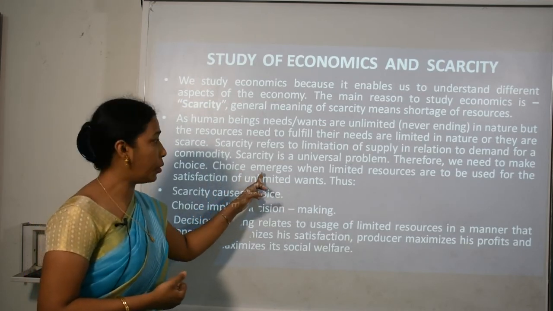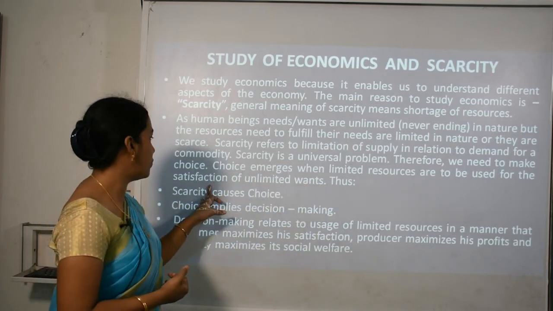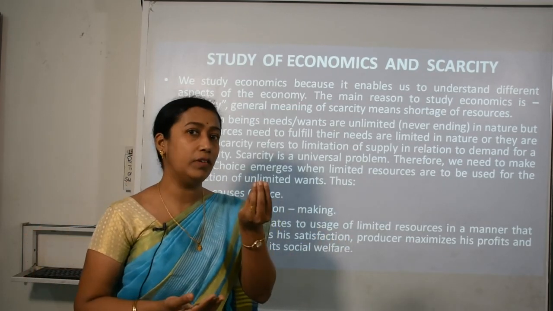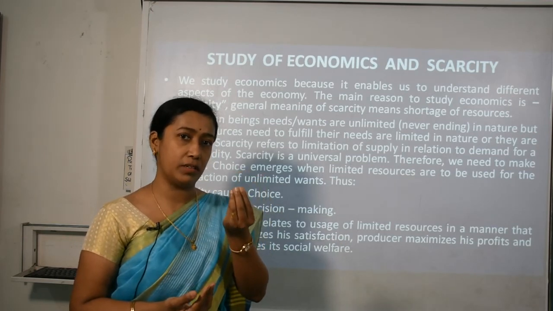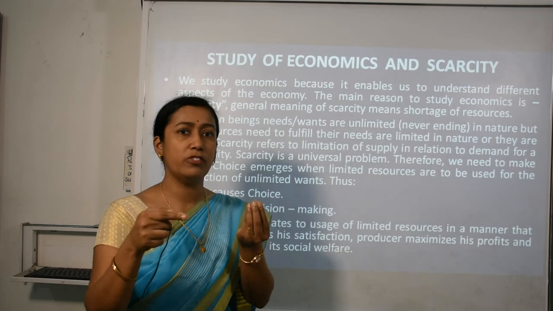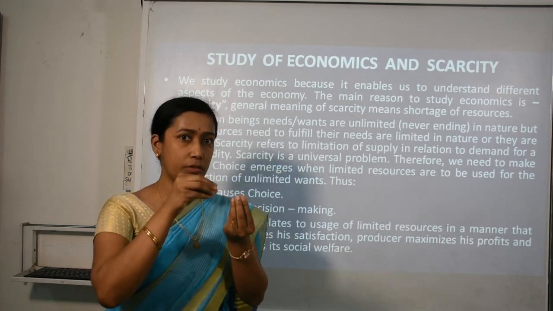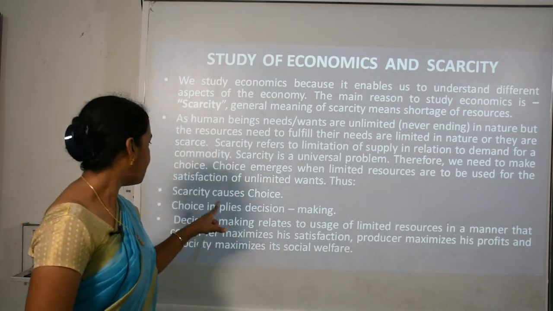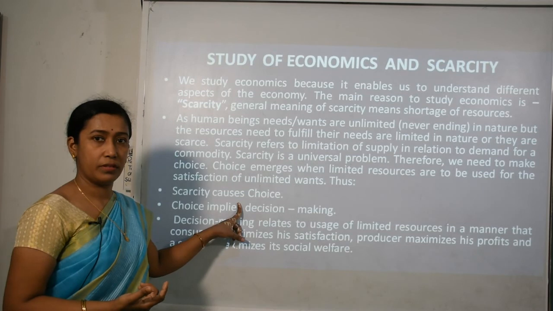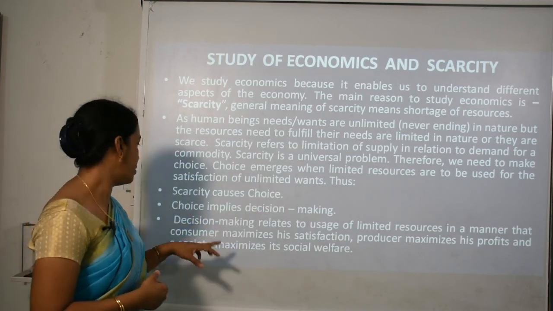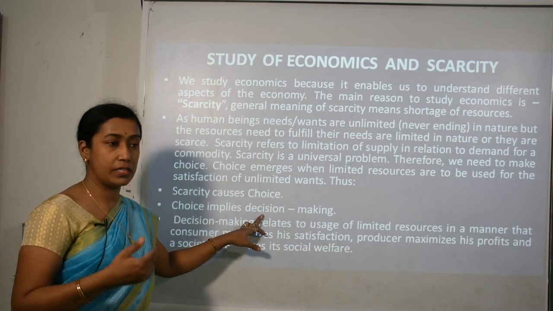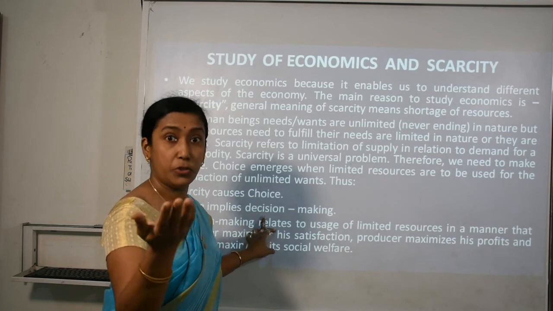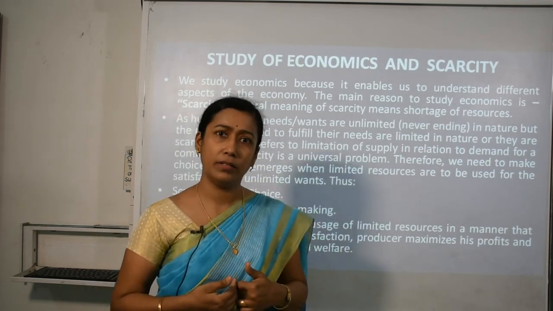Choice emerges when limited resources are to be used for the satisfaction of unlimited wants. That means my wants are unlimited but I have a limited amount of money or limited means available with me. What can I do? I can make a choice about which goods I want to purchase, and I don't want to purchase this particular good, so I can skip that. Thus scarcity causes choice. That means because of scarcity, choice emerges. Choice implies decision making. When we say choice, it is actually a process of decision making. When we need to decide, like you have decided to take commerce as a main subject.